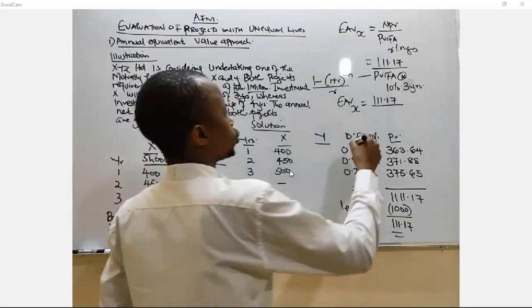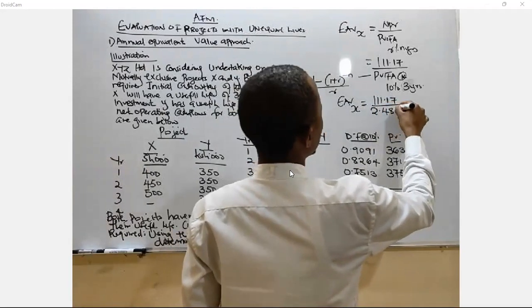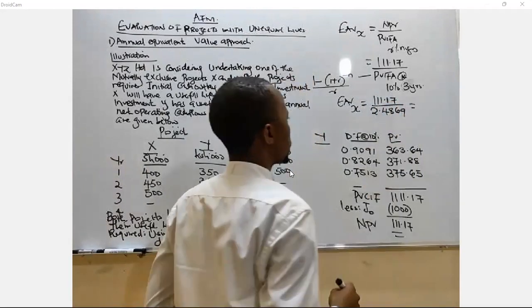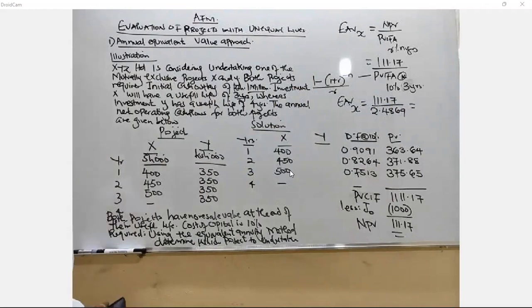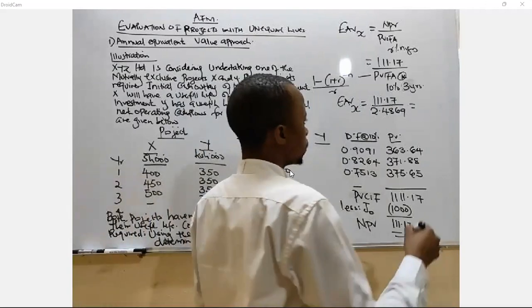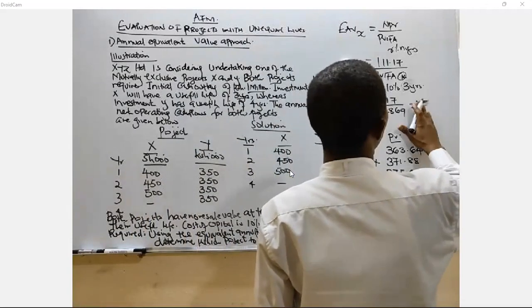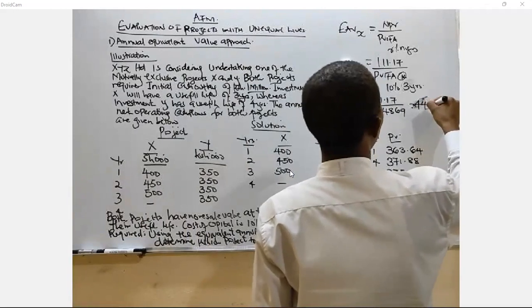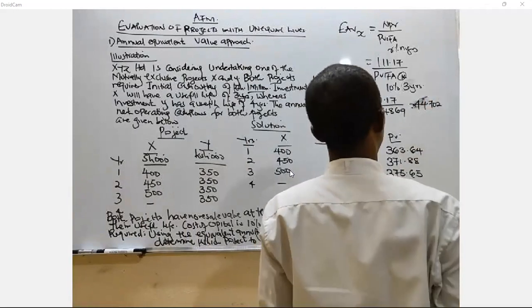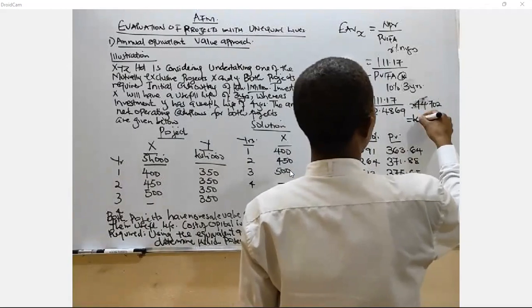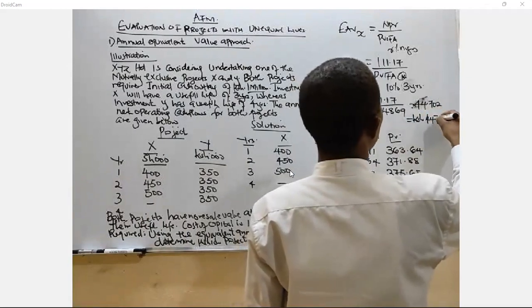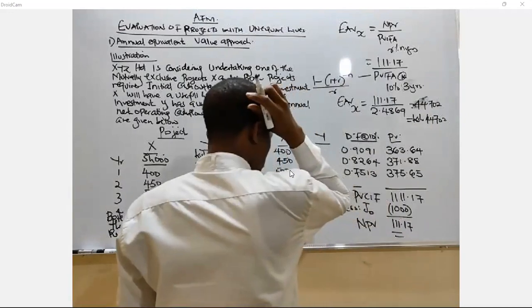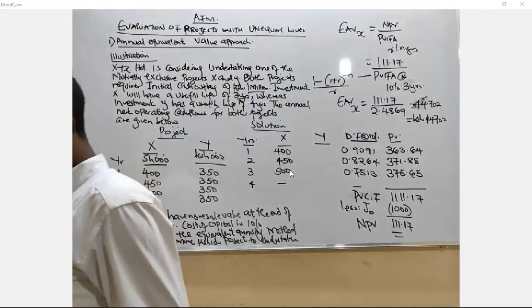2.4869. What is your answer here? What is your answer? 44.70. Sorry? 44.702. Right? Or you can talk about Kenya shillings, 44,702. Multiply by some thousands of shillings there.